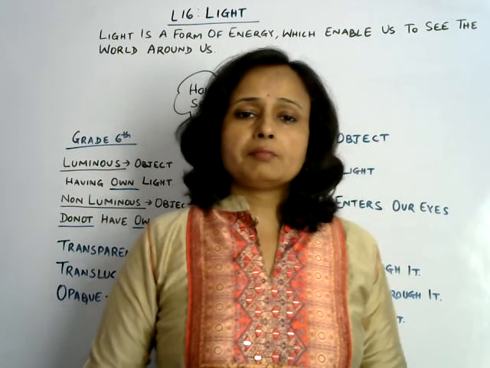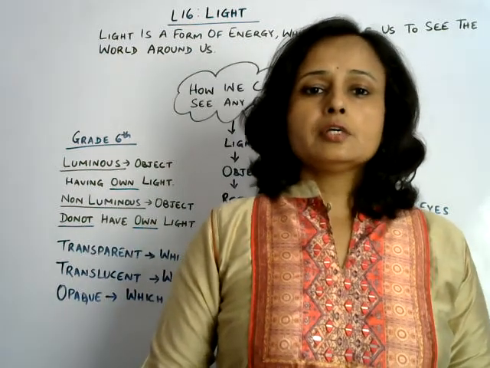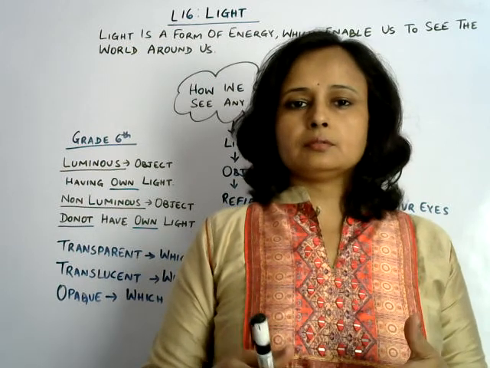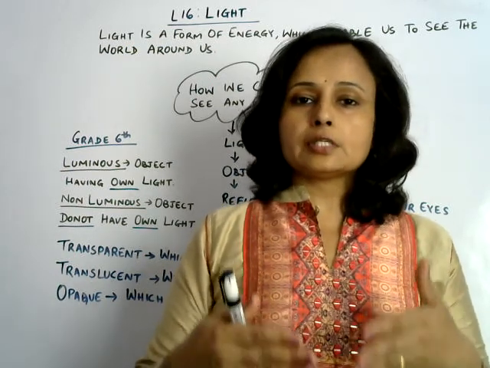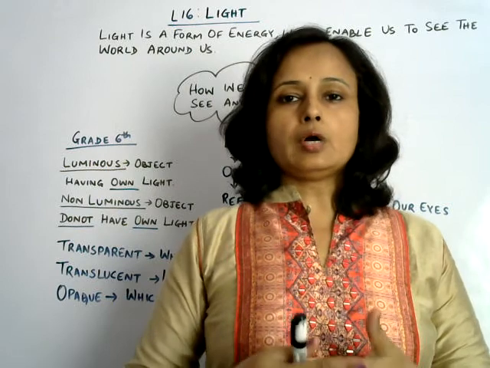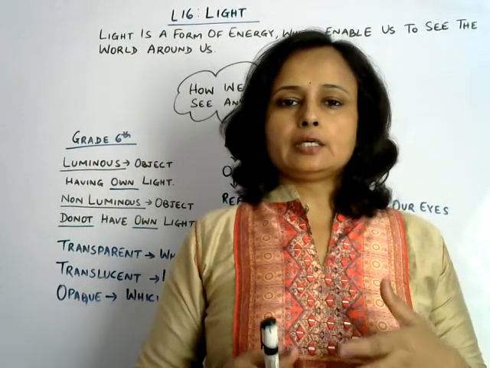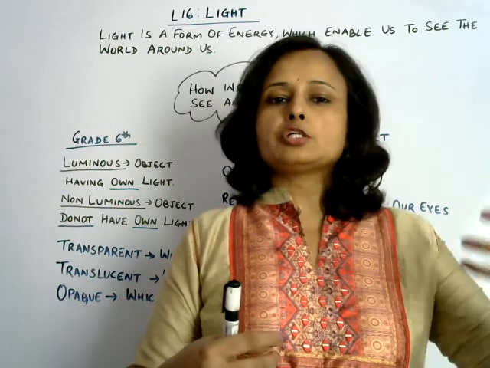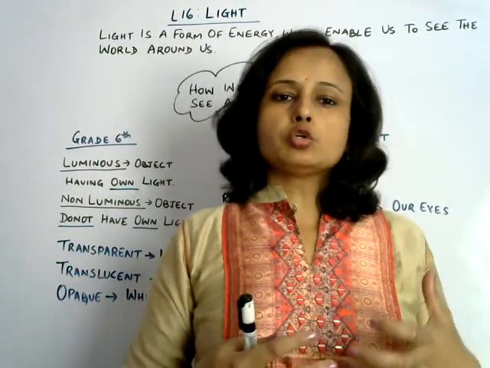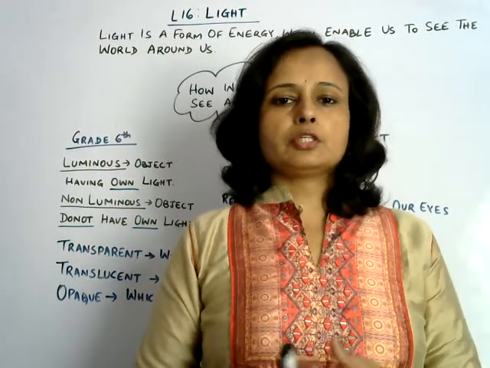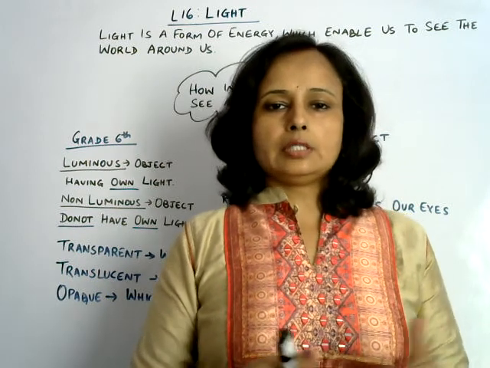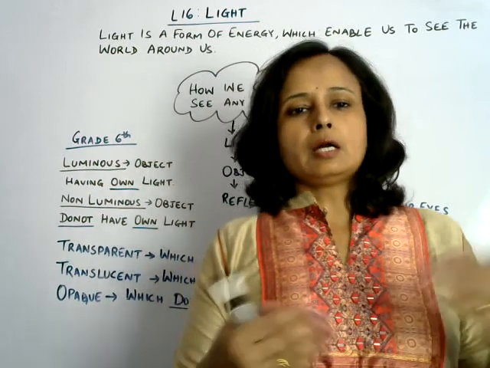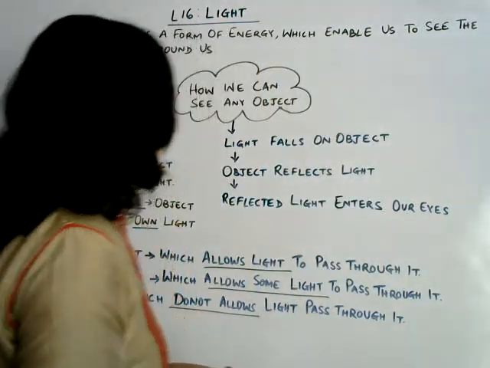Shadow, you must have read about shadow. What is shadow? An opaque object can form a shadow. How? Because an opaque object, like me, I am opaque. My body is not allowing light to pass through it. So shadow is formed. So that is also what we have learnt in our grade 6. Now come back to this class.